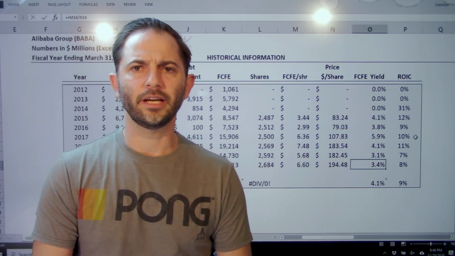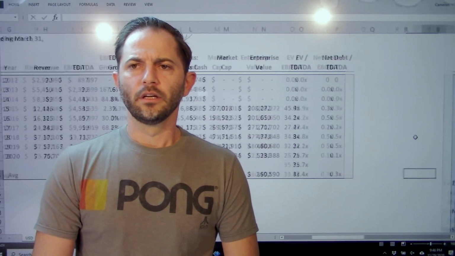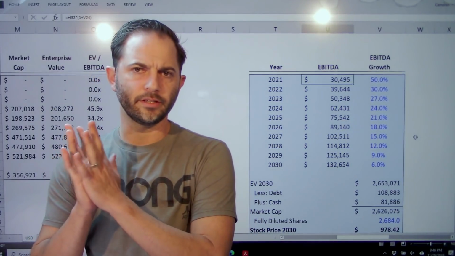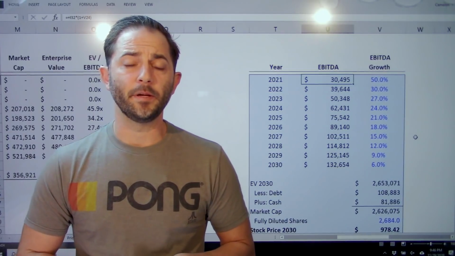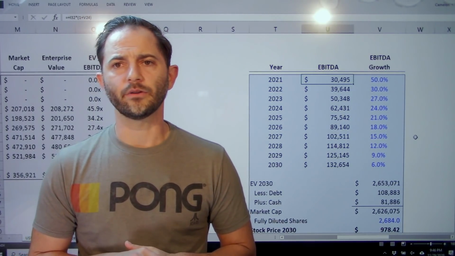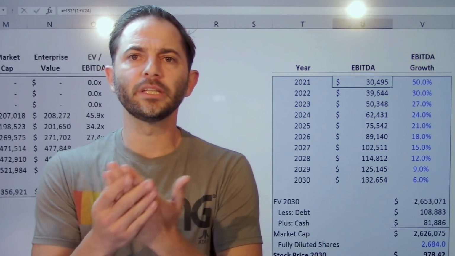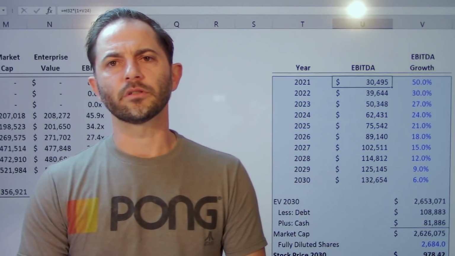Let's see what price action looks like with the forecast. So what we're going to do is forecast. I've looked at the Street to see what's out there, and people are saying around $30 billion for the 2021 EBITDA target for Alibaba. If you believe that, we're going to go forward with these numbers.